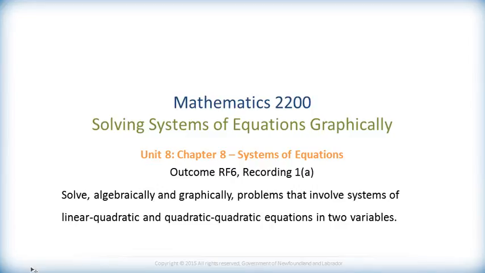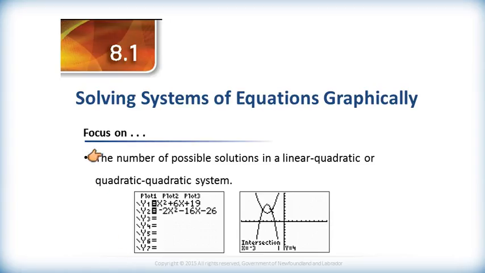Welcome to Recording 1A in our series on solving systems of equations graphically for Unit 8, Chapter 8, Math 2200. Here we look at the number of possible solutions in a linear quadratic or quadratic-quadratic system. In other words, if I have a quadratic function here and a quadratic function here, for example, how many possible solutions could I have? In this little screenshot, we can see that there are two.